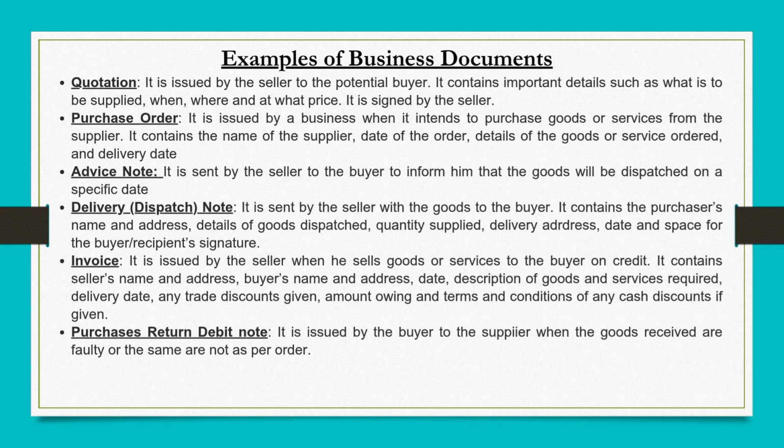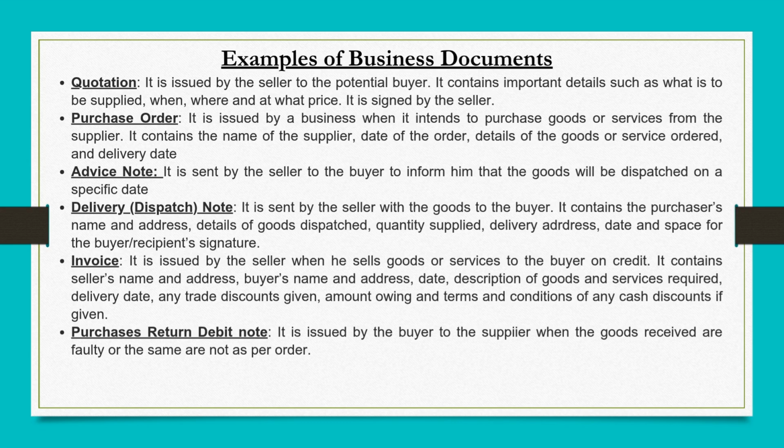Purchase order. It is issued by a business when it intends to purchase goods or services from the supplier. It contains the name of the supplier, date of the order, details of the goods or service ordered, and delivery date. Advice note. It is sent by the seller to the buyer to inform him that the goods will be dispatched on a specific date.